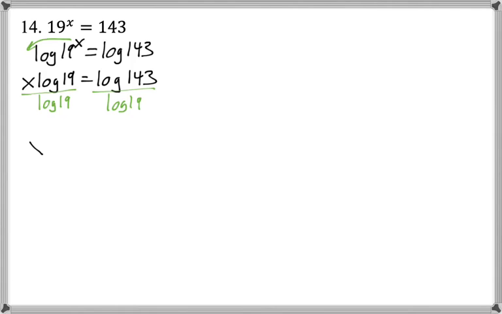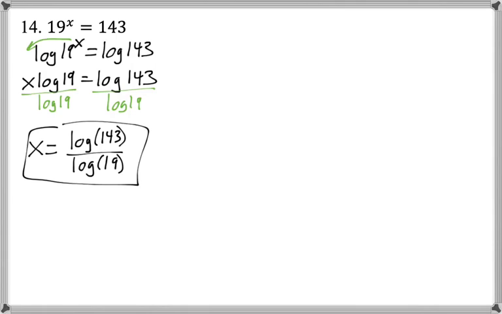So x is equal to log of 143 over log of 19. And that would be the exact answer. And then to find the decimal approximation, we can type this into our calculator, and they want us to round to 3 decimal places. So this would be 1.685.